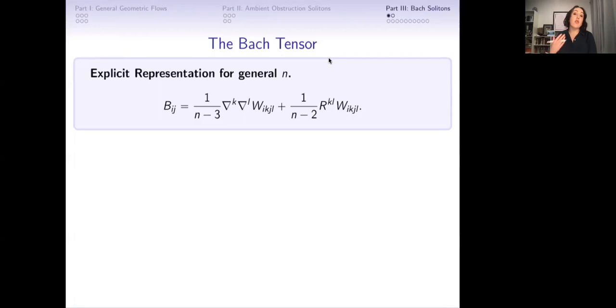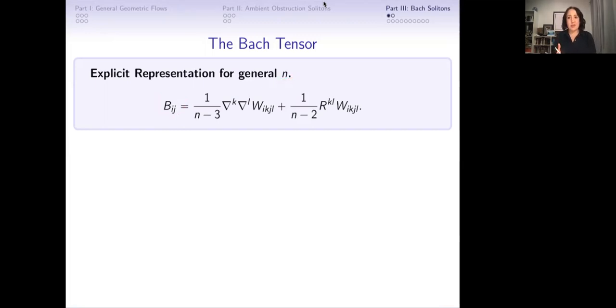For general n, the explicit representation of our Bach tensor is given here, where this W sub ijkl is going to be the Weyl tensor. The Weyl tensor is some combination of the Schouten tensor, Riemannian curvature tensor, and the Ricci tensor. It combines all of these measures of curvature together in a nice way. And the Bach tensor is defined by looking at different derivatives of that, essentially. So we have our explicit representation here for the Bach tensor, and this is for general n.